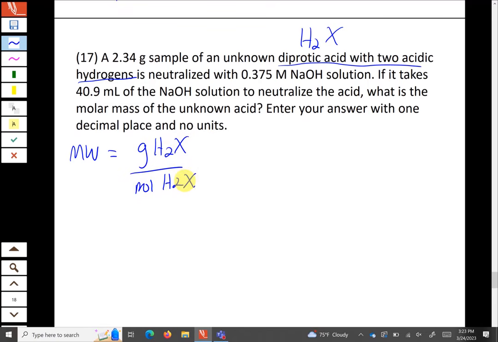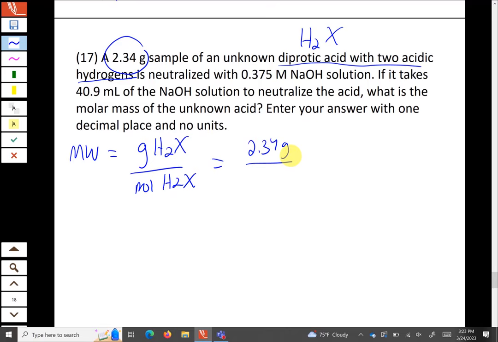So again, in a titration problem, we're usually going to use stoichiometry to figure out the number of moles, and we're going to do something with that depending on what the problem is asking. Here we're going to just divide the mass by the moles to get the molar mass. In this problem, the mass of the acid is directly given to us, 2.34 grams, and so we just need to figure out the number of moles and divide.